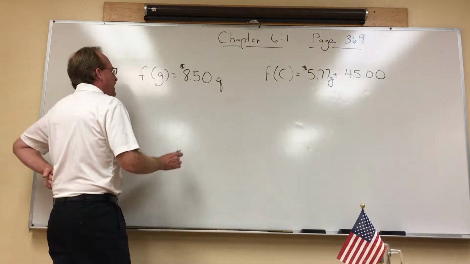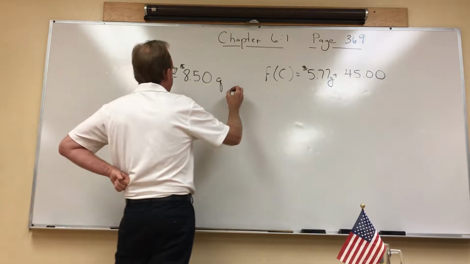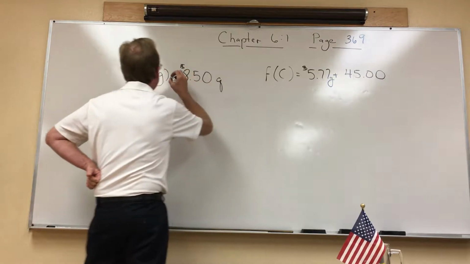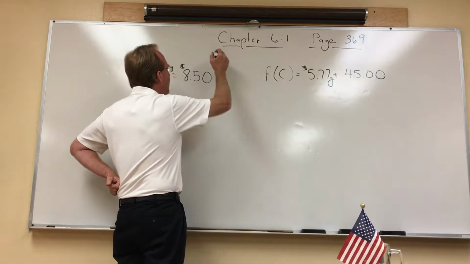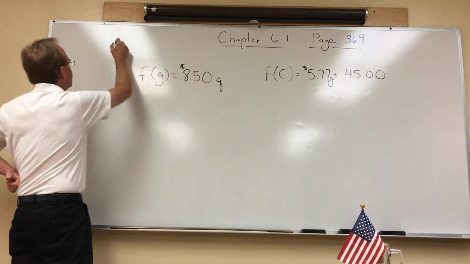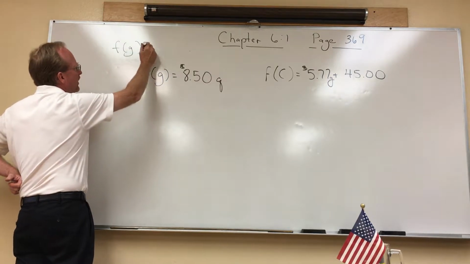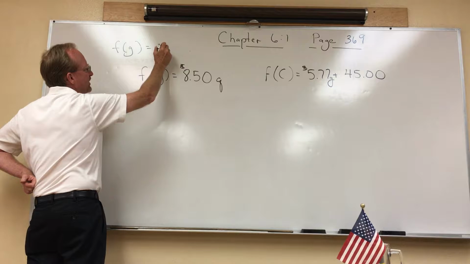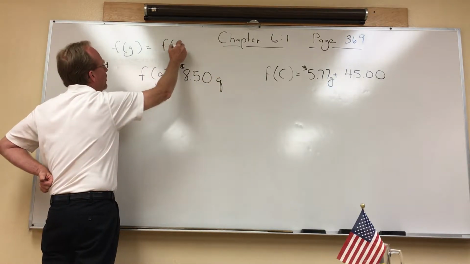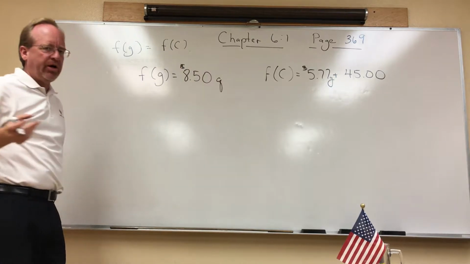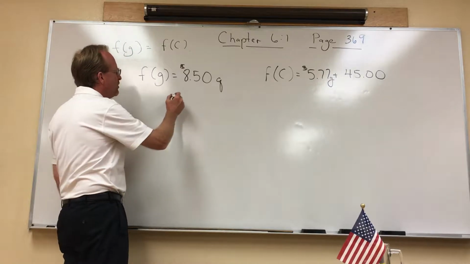Here's what you do. The break-even point is when these two are equal. If you remember from page 368, it asked what the relationship was between this function and this function at the break-even point. Well, at the break-even point, the function of G, what you sell the gears for, and the function of C, how much you paid for those gears, are equal. That's the break-even point. So what can we do with that? Here's what we could do.